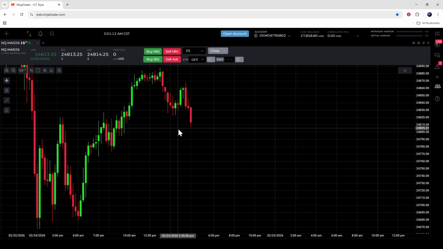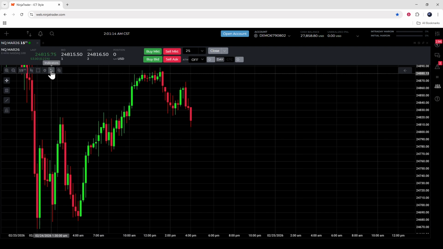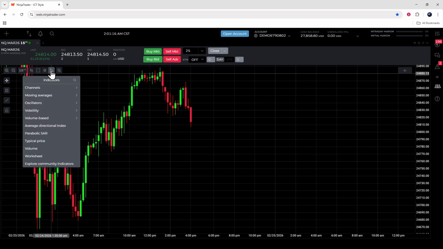First, click Indicators. On the screen, the Indicators panel opens so you can add tools to your chart. This is where Trade Detector lists built-in studies and indicators. You don't need to change anything else here. Just open the panel so we can add the volume display.